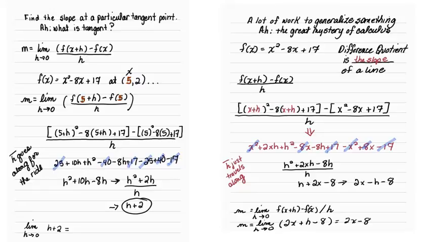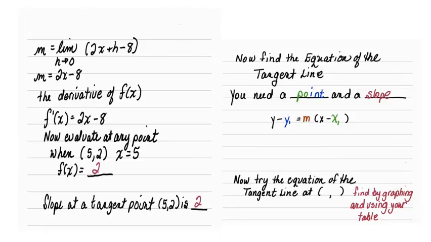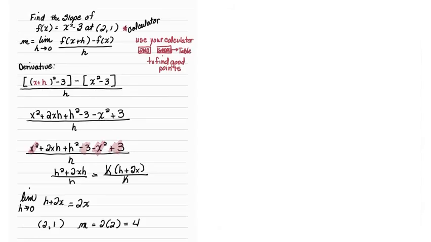Once we do that, we can use what we have to find the equation of the tangent line by using our point slope formula. So let's find the slope of f of x equals x squared minus 3 at the point 2, 1. Using our difference quotient, we find that we end up with a slope of 2x. Then we can go find the equation of the line because all you need is a point and you need a slope.